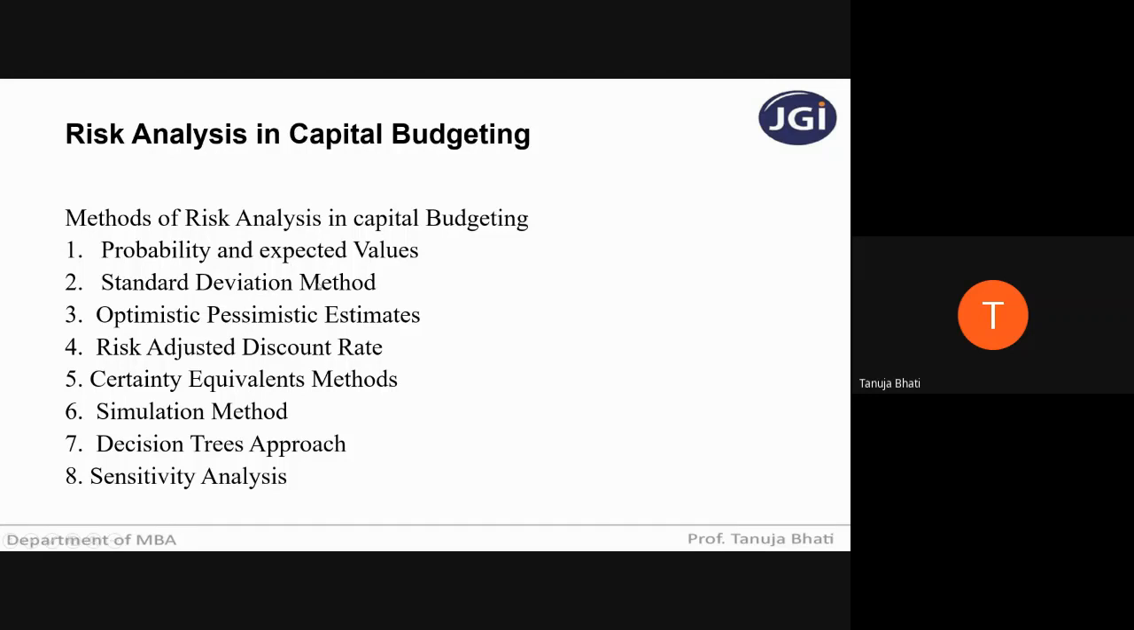Next is standard deviation method. Now, can anyone tell me whether it is statistical technique or conventional technique?